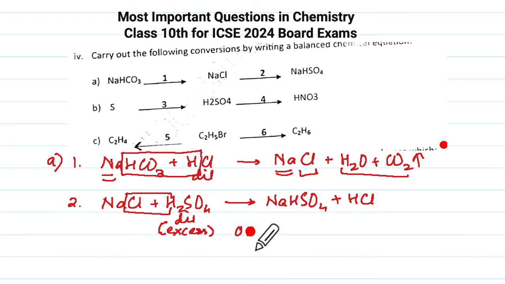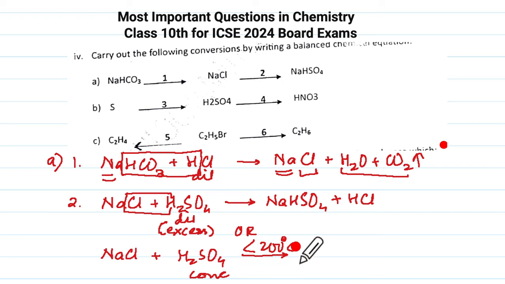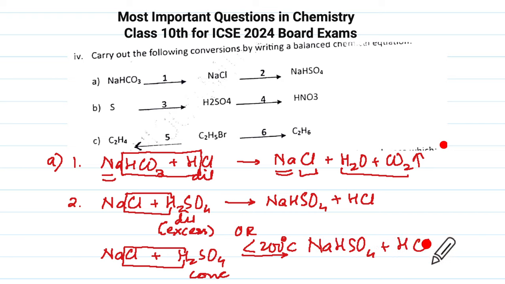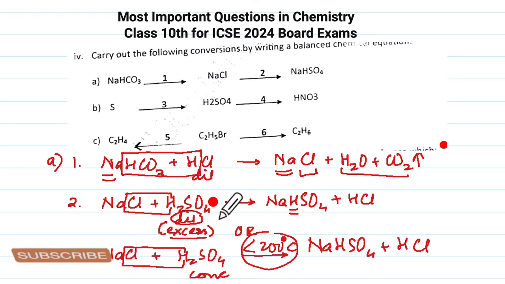The other method is I'll take NaCl, and you know the lab preparation. So H2SO4 conc. with temperature less than 200 degrees C will give us again half double decomposition here. So that will give us NaHSO4 plus HCl. If you write dilute, then you have to take excess of acid to get that acid salt. If you take conc., then this condition is important. So be very careful, because you are learning this very nicely. You still have time in hand. Prepare everything nicely.